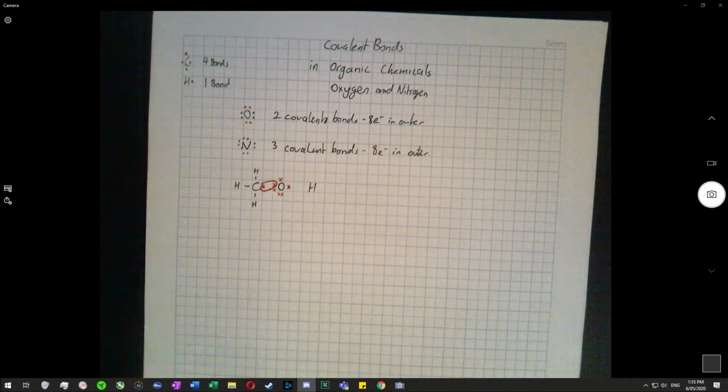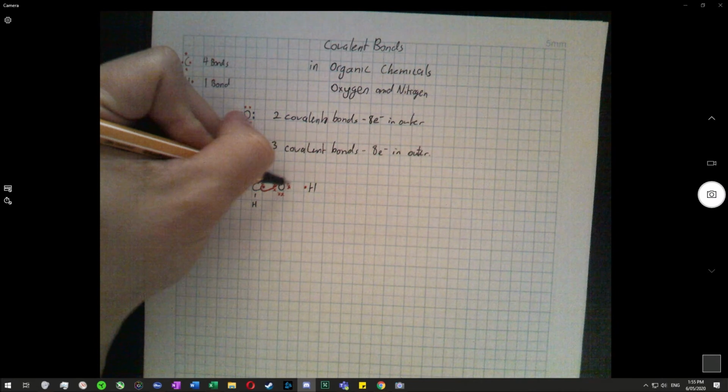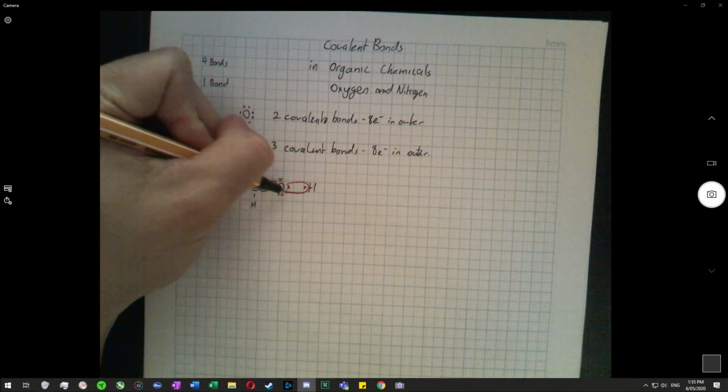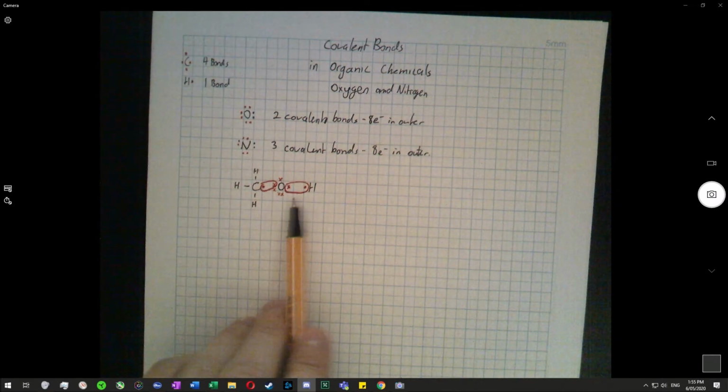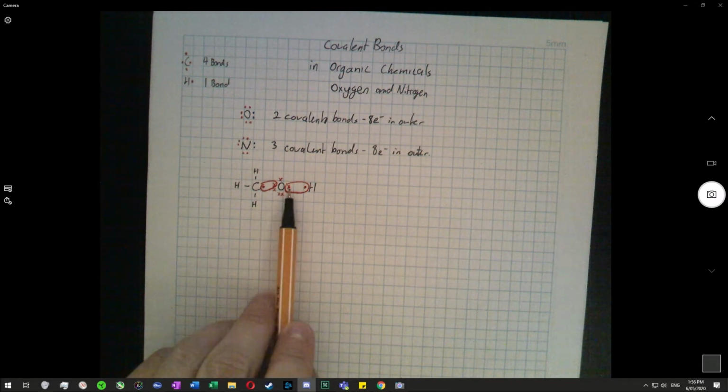So our hydrogen over here offers up 1 electron. It wants to form 1 bond to get a full outer shell, and it can do that here. So the hydrogen now collectively has 2 electrons in its outer shell. It's happy.